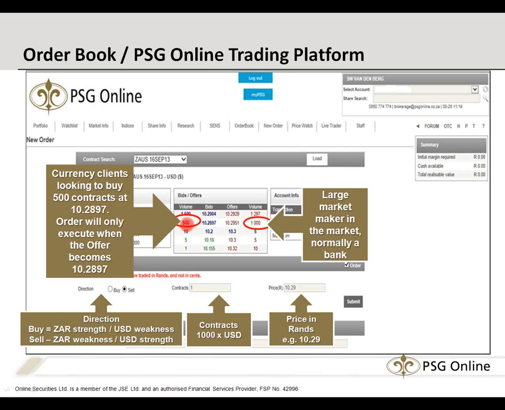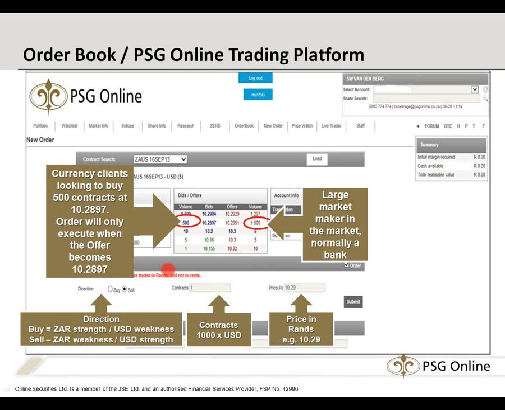For this order to be met, okay, the sellers have to come right down and meet that price, at 10.2897. So it's exactly like a share. We need a willing buyer and a seller to agree on price. Okay, so that's on the offer side there. Sorry, on the bid side. On the offer side, you can see also that's 1,000. That's 1,000 contracts. So most of the time, as I say, it's usually a bank.